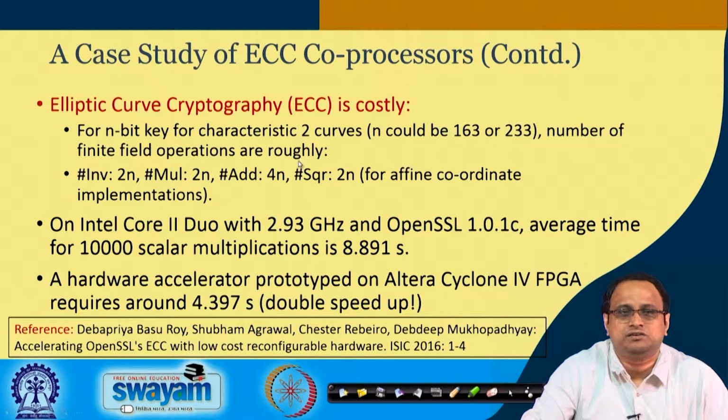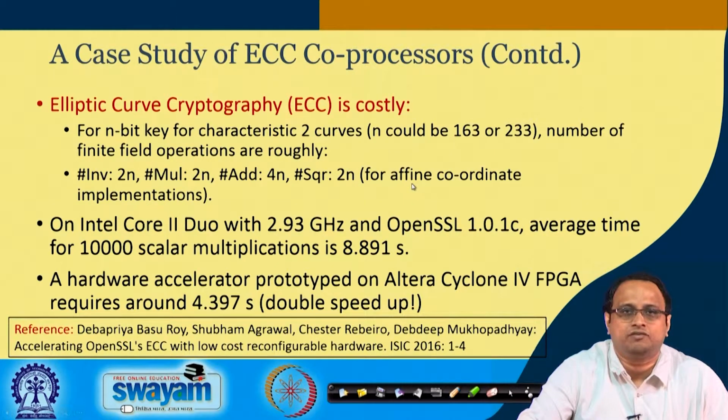Now, there is a flavor of elliptic curve cryptographic operation which is called characteristic 2 designs. I will be explaining what characteristic 2 means in my following classes. Here, imagine that n would be around 163 or 233 according to the standards, and I try to enlist the number of finite field operations which are done by your elliptic curve crypto processor. The number of inversions, which are very complex finite field operations, is proportional to n and is exactly 2n. The number of multiplications is 2n, the number of additions is 4n, and the number of squarings is again 2n.